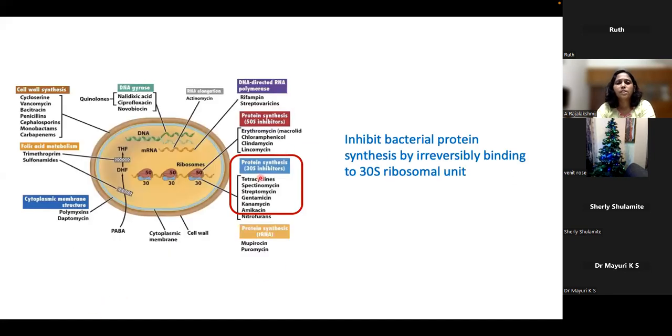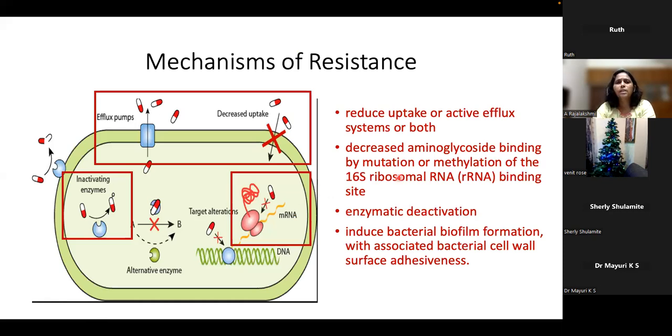The mechanism of action is again by binding the 30S ribosome. It inhibits the bacterial protein synthesis. The resistance mechanism is by multiple mechanisms: reduced uptake or active efflux or both, decreased aminoglycoside binding by mutation, and methylation of the 16S ribosomal RNA. It can also be inactivated by inactivating enzymes. And using aminoglycoside for a long time can result in bacterial biofilm formation with associated bacterial cell wall surface adhesiveness.